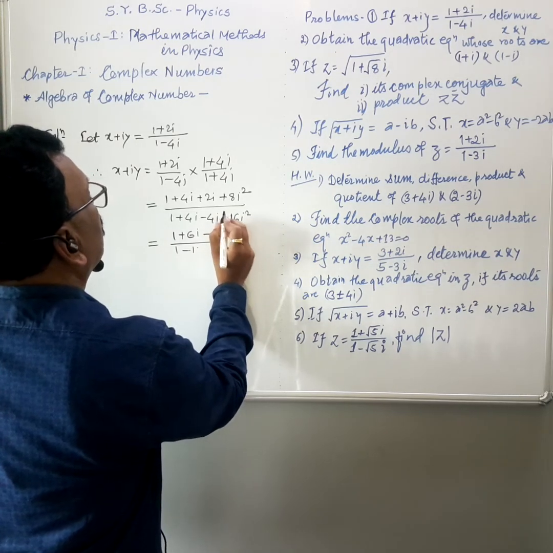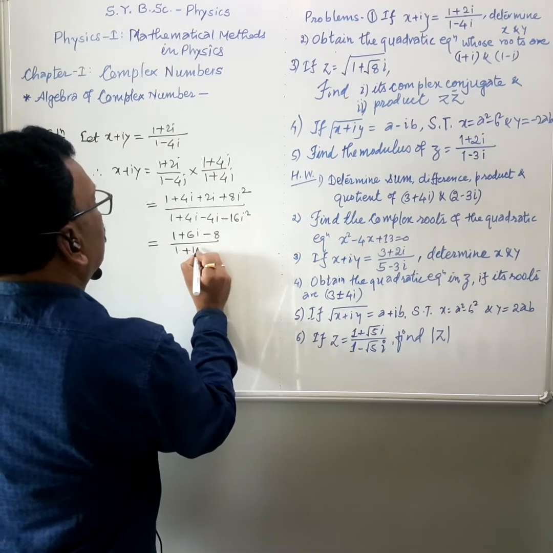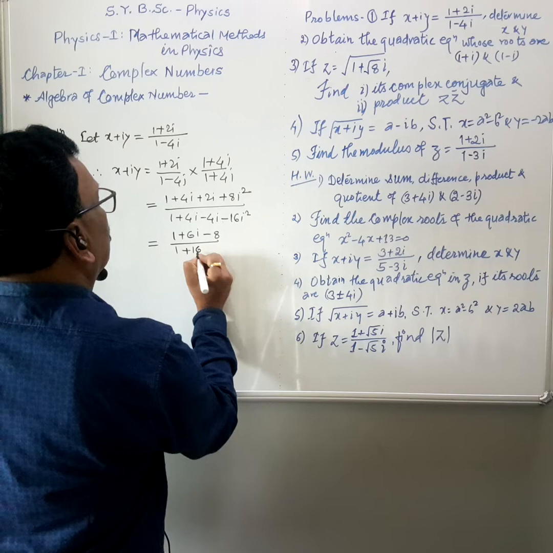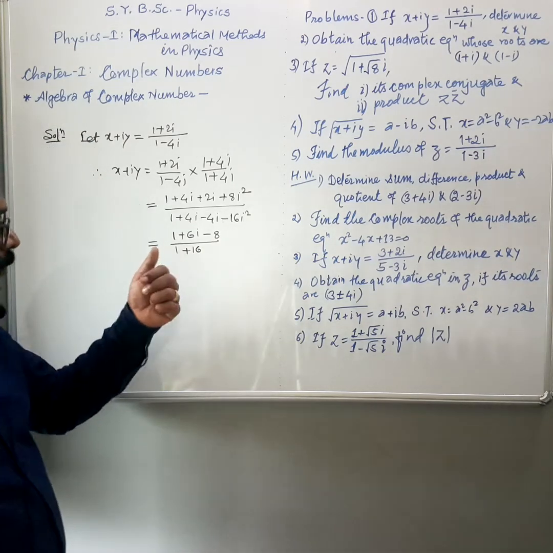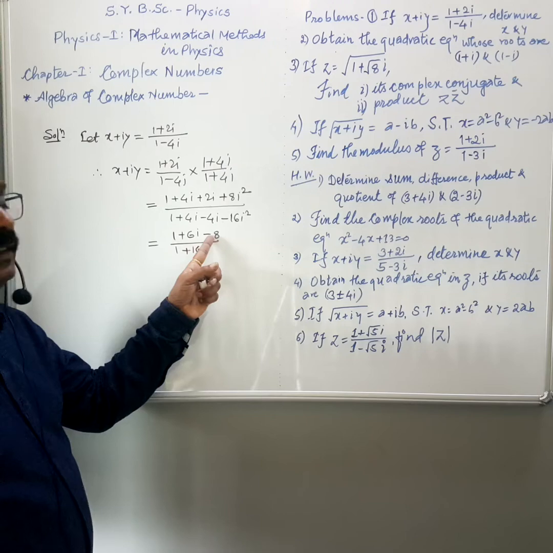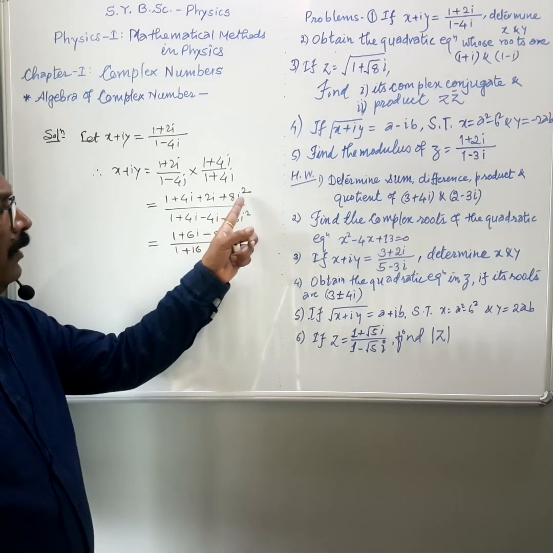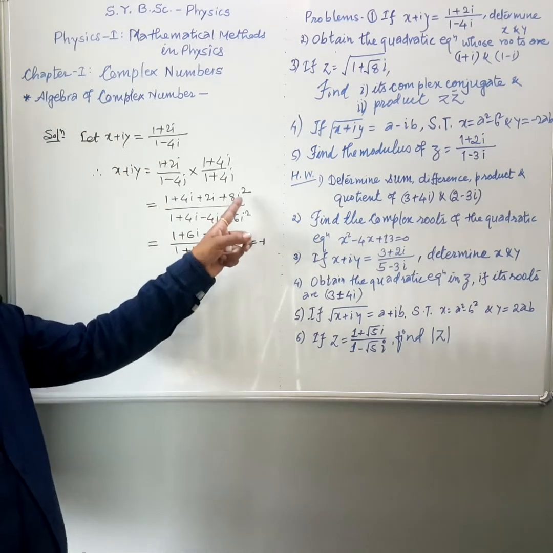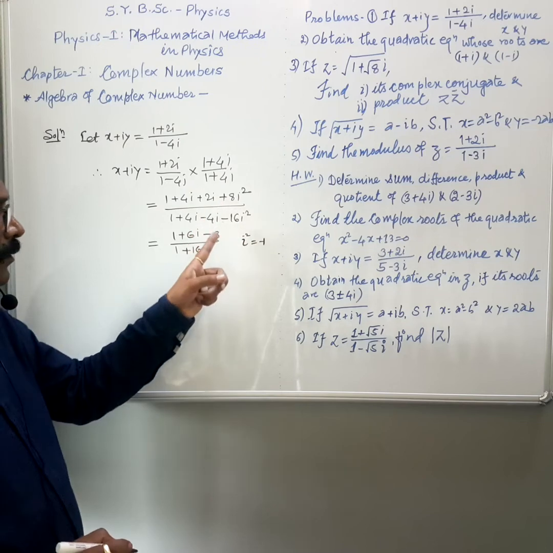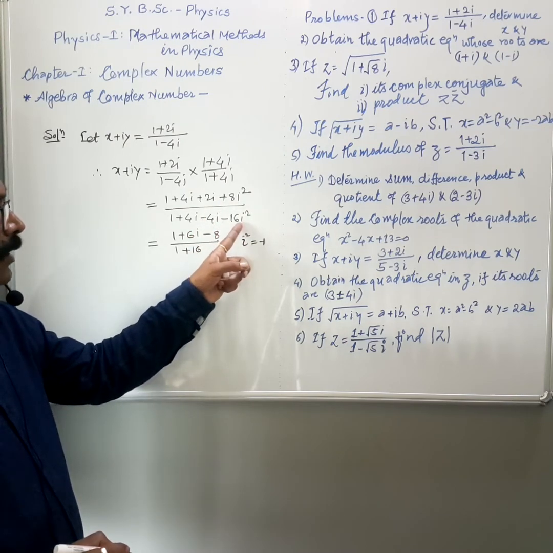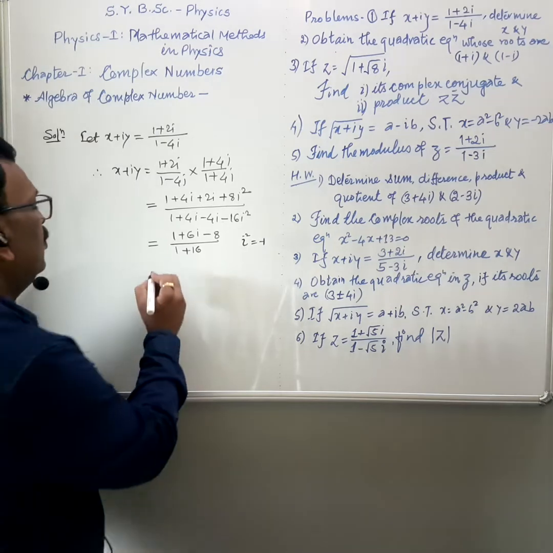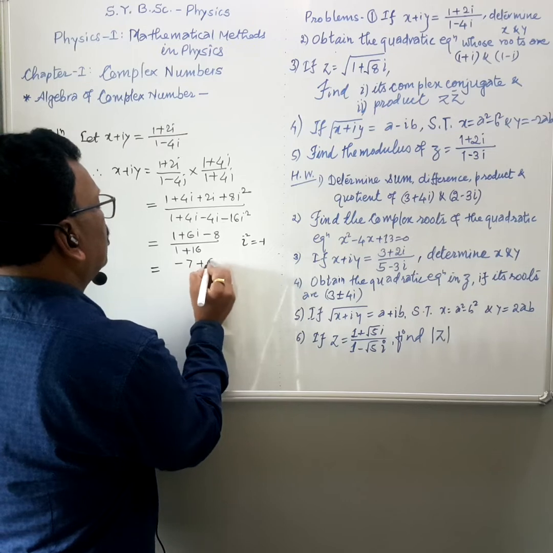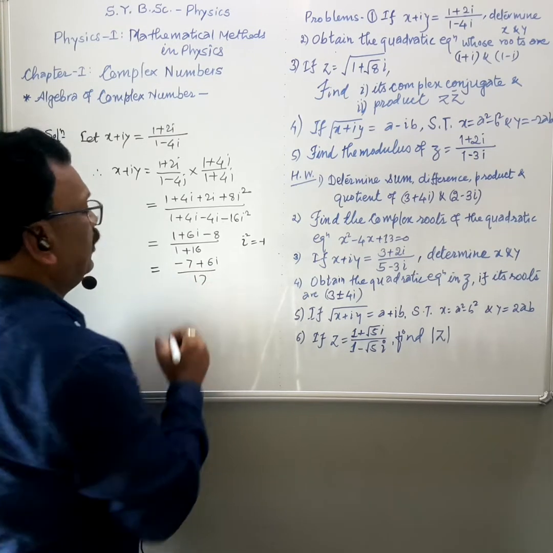Make your concentration here. Why minus sign here and why plus sign here? Remember that the value of i square is equal to minus 1. Hence, minus into minus gives plus, and the value of i square is equal to minus 1. After solving this term, we get (minus 7 plus 6i) upon 17.